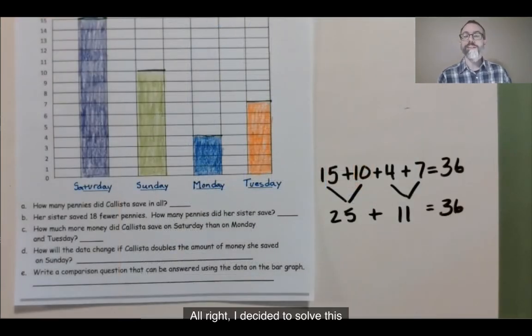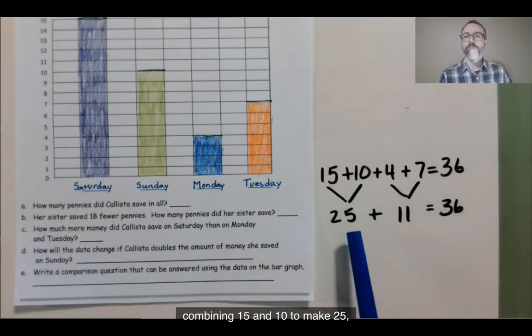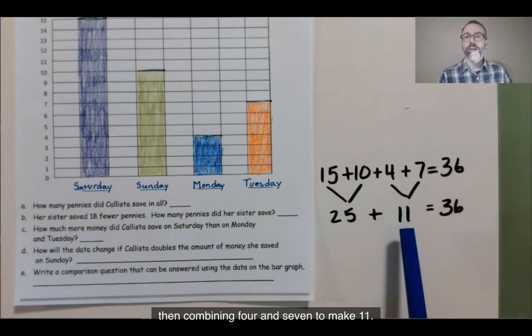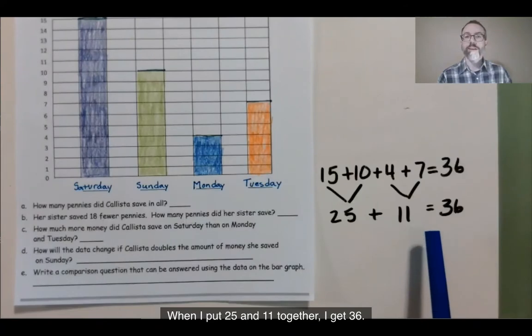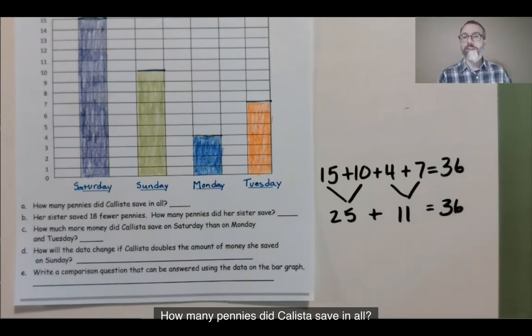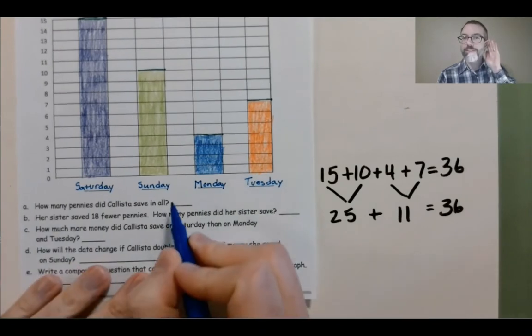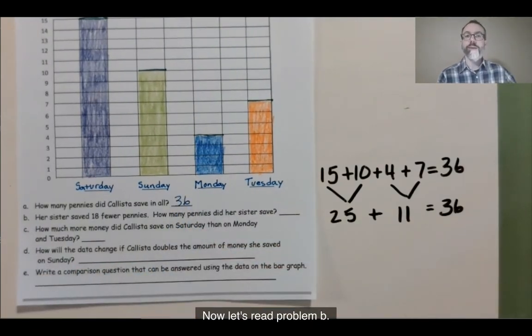All right, I decided to solve this by writing an addition sentence, combining 15 and 10 to make 25, then combining 4 and 7 to make 11. When I put 25 and 11 together, I get 36. How many pennies did Callista save in all? 36 pennies. Now let's read problem B.